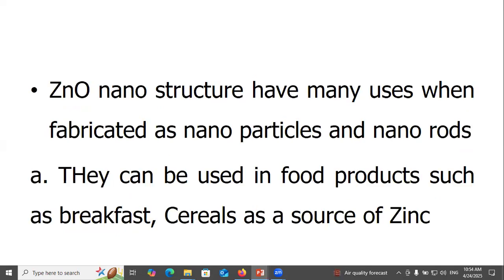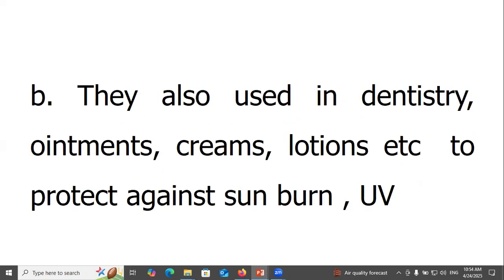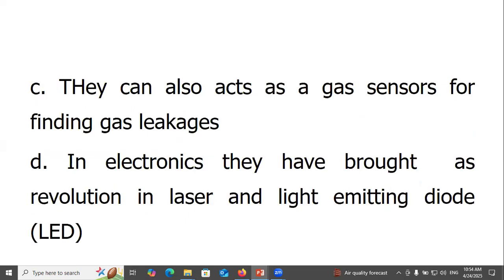Zinc oxide nanostructures have many uses when fabricated as nanoparticles and nanorods. They can be used in food products such as breakfast cereals as a source of zinc. They are also used in dentistry, ointments, creams, lotions, etc. to protect against sunburn from UV. They can also act as a gas sensor for finding gas leakage. In electronics, they have brought a revolution in lasers and light emitting diodes.